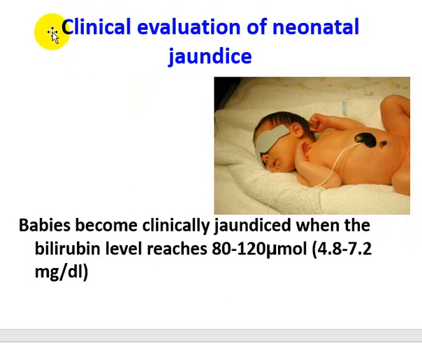One of the important objectives of the lecture today is how to evaluate a neonate with jaundice clinically. When the baby is coming to us in the neonatal care unit complaining of jaundice, what steps should be done? First of all, we should remember that jaundice becomes clinically obvious when the bilirubin reaches around 5 to 7 milligram per deciliter.